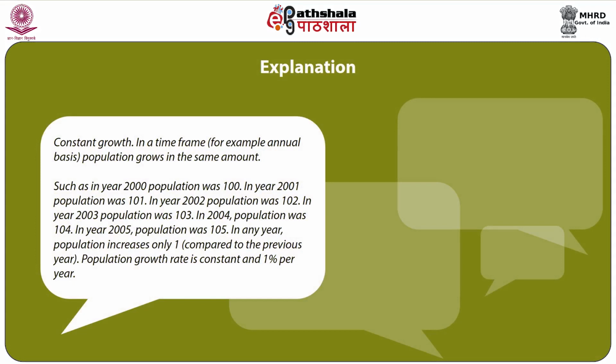Constant growth in a time frame, for example, on an annual basis, population grows in the same amount. In the year 2000 population was 100, in 2001 population was 101, in 2002 population was 102, in 2003 population was 103, in 2004 population was 104, in 2005 population was 105. In any year population increases only 1 compared to the previous year, therefore population growth rate is constant, 1% per year.